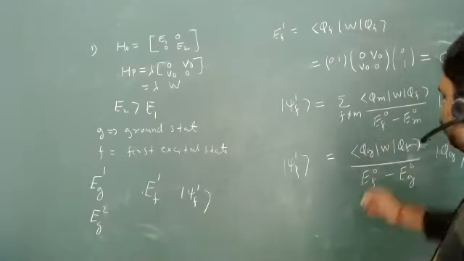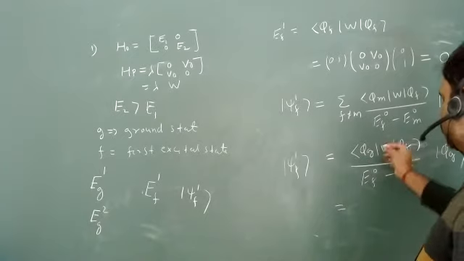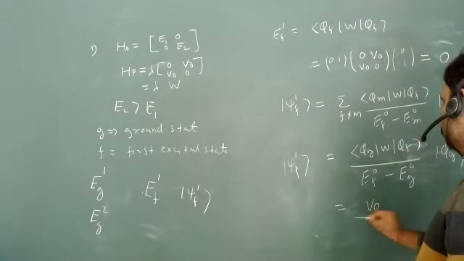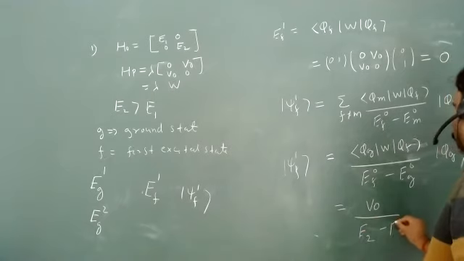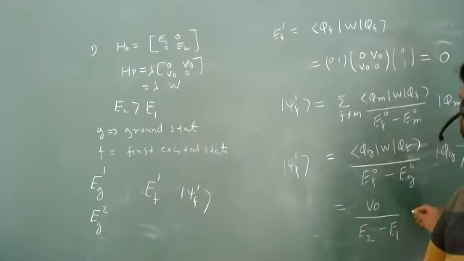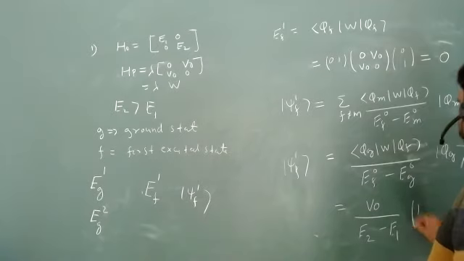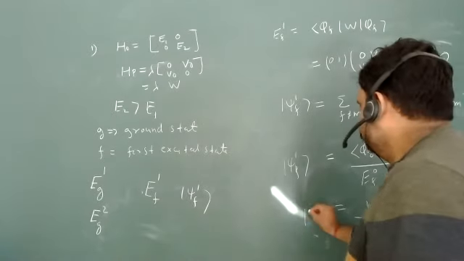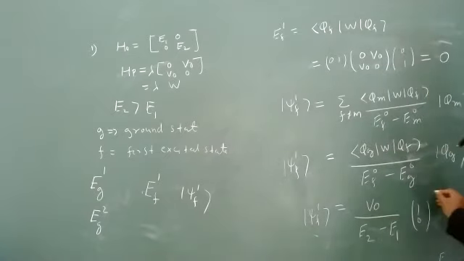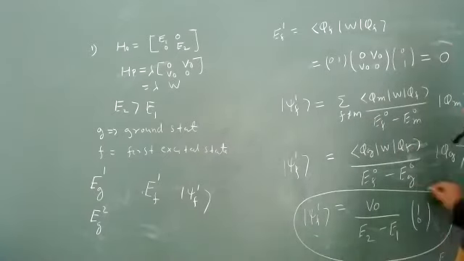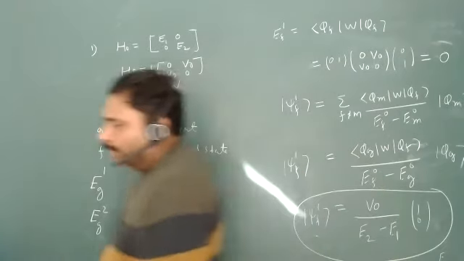Anyway, can you calculate this particular thing? If you calculate it, this value is V0. And this value is E2 minus E1. And what is phi g? Phi g is 1 0. So this is your psi f1. So you can easily get this particular thing. Okay, are you comfortable?